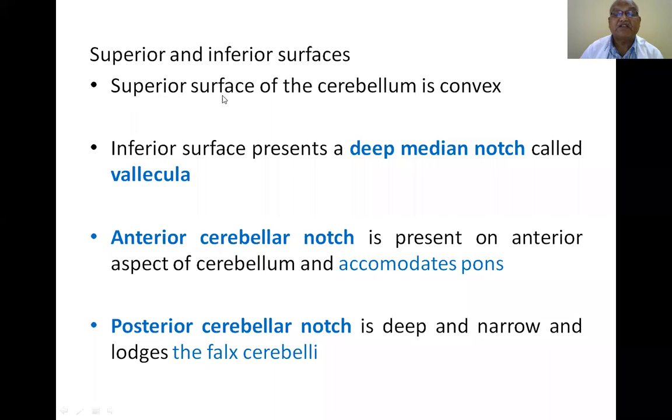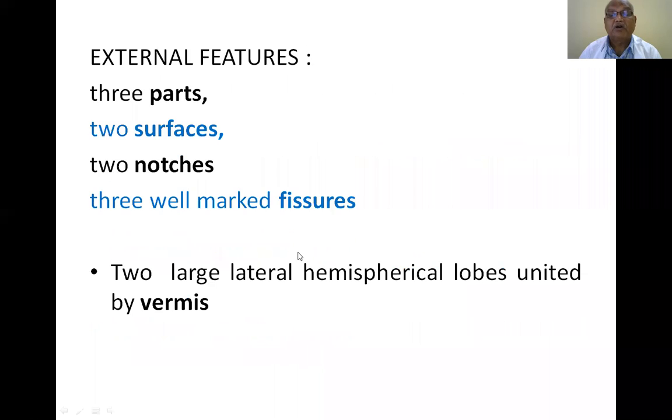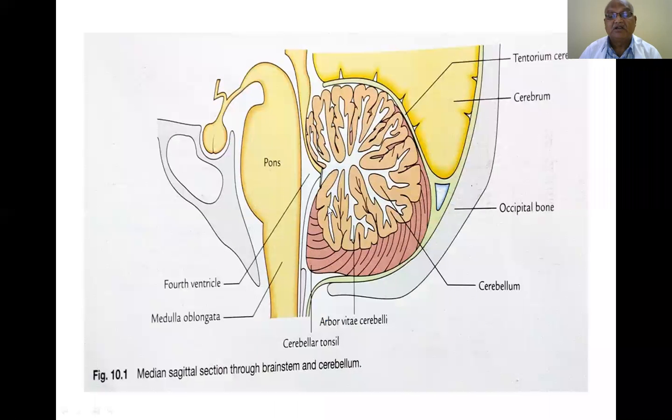The superior surface of the cerebellum is convex. The inferior surface presents a deep median notch called the vallecula. If you see the cerebellum, it is convex on the superior surface. The anterior cerebellar notch is present on the anterior aspect of the cerebellum and accommodates parts. I will show you the anterior cerebellar notch. This is the anterior cerebellar notch, accommodating the parts.